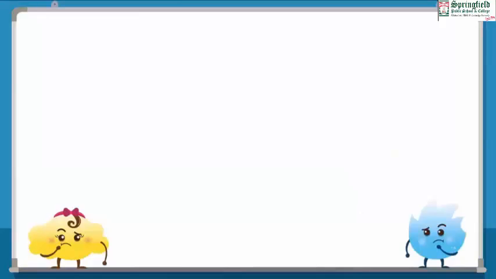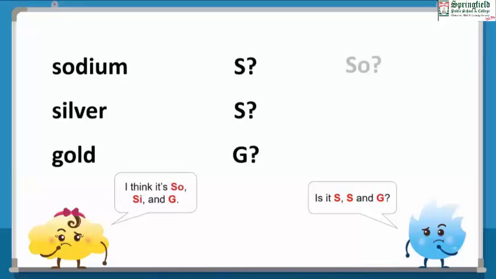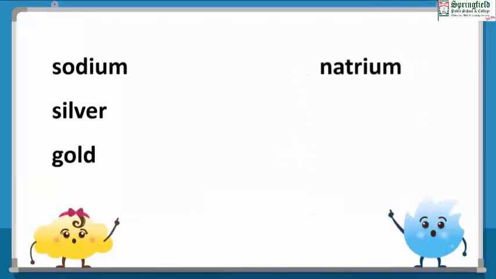Now, let's try some that are a little harder. What do you think are the symbols for sodium, silver and gold? It can't be SS. How will we know the difference between both S's? It could be SO or SI instead, but that is not the case. Sodium, silver, and gold have their symbols based on their Latin names.